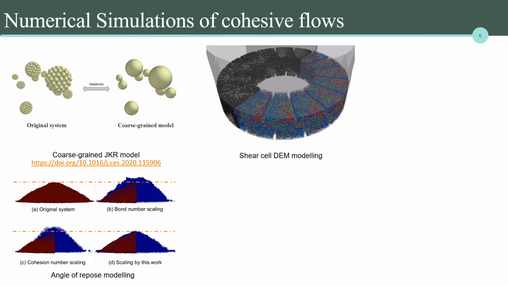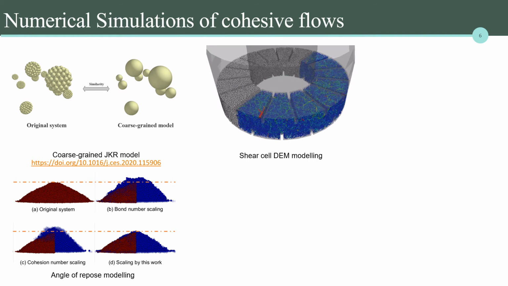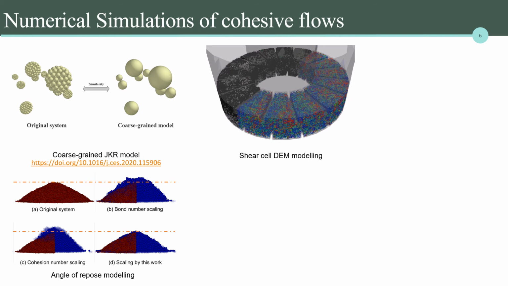We also carried out the DEM simulation for the shear cell process. To simulate fine and cohesive particle flows, the computational cost is usually very large. To speed up the DEM simulation, we have developed a coarse-grained JKR contact model.